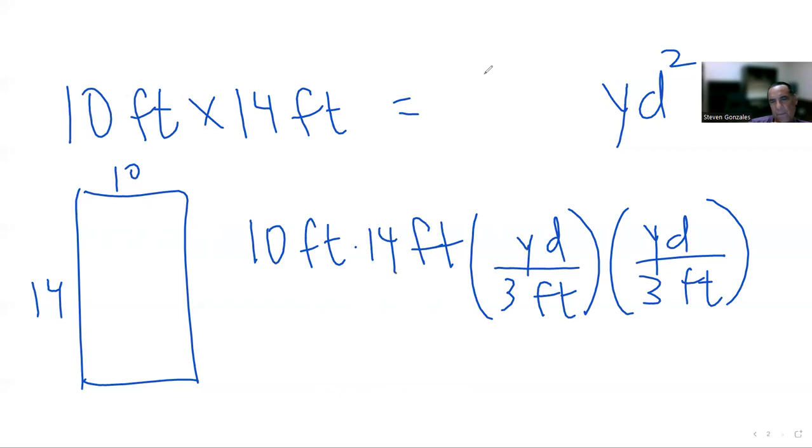Read that carefully. That's going to leave 140 over 9. I can't cancel anything out. You could turn that into a more appropriate unit, maybe 15 5/9 or something else. Or you can make it a decimal, but what you have to realize about a decimal is it's not going to be exact because this is repeating. So that's a situation involving area.